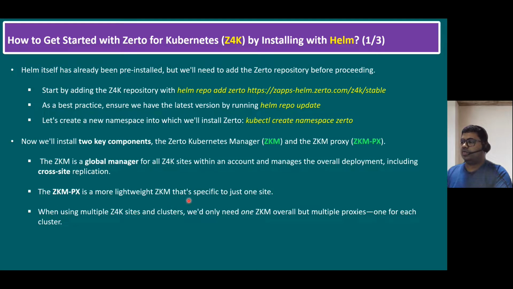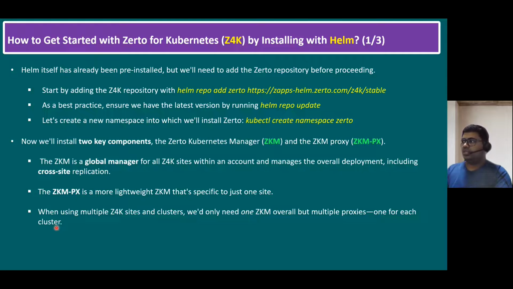The ZKM proxy is more lightweight, specific to just one site. When using multiple Z4K, Zerto for Kubernetes, sites and clusters, we would only need one ZKM overall, but multiple proxies. So for each cluster we need one proxy. Okay.